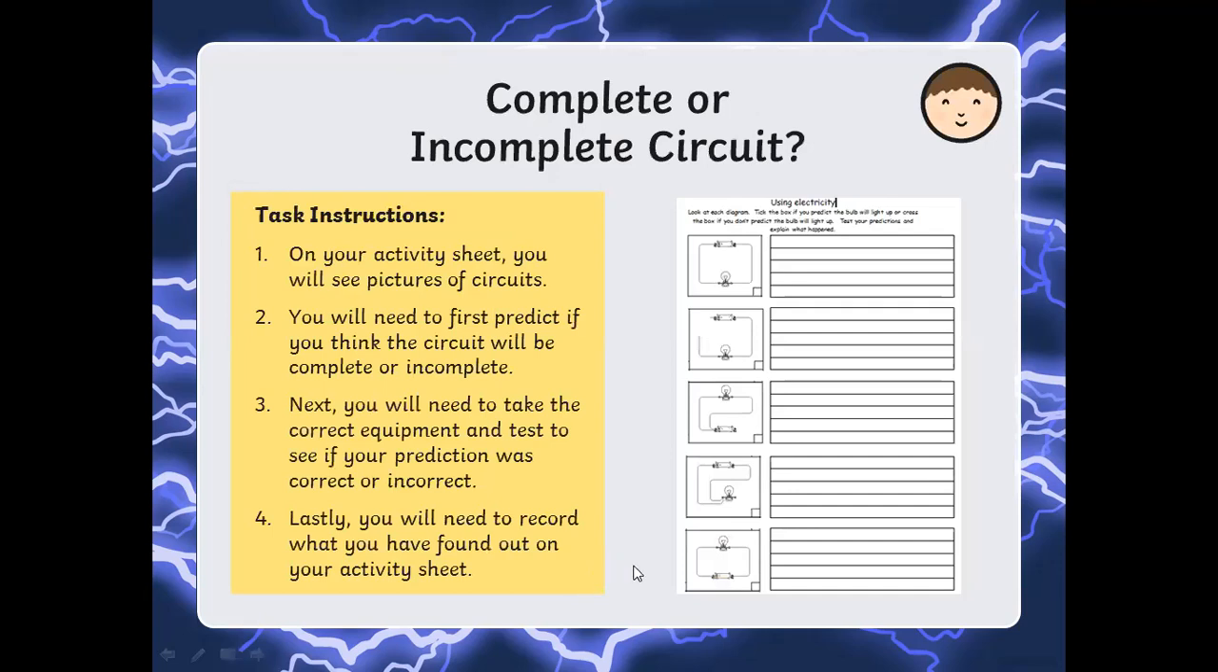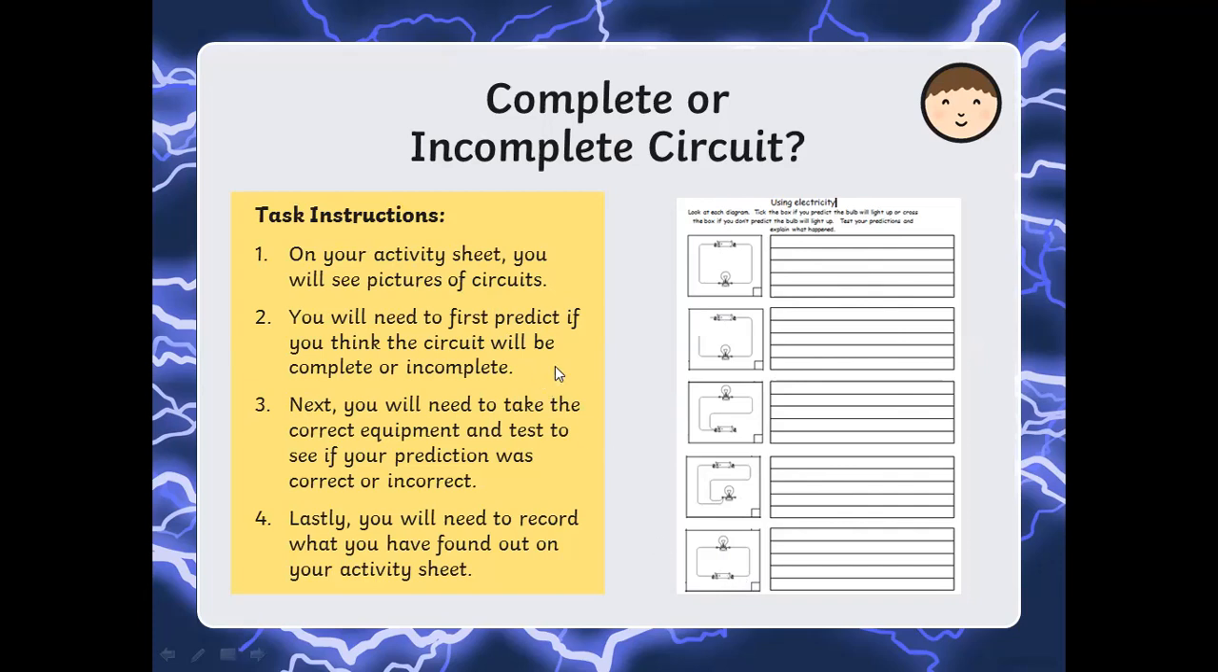So if you have access to a printer, I know some of you don't, there is a worksheet, this one here, attached to Tapestry today that you can print off. And if you do have the activity sheet, you also need to get out your circuit that you're keeping safe for your lighthouse. On the activity sheet, you'll see pictures, diagrams, of different circuits. 1, 2, 3, 4, 5 different diagrams.